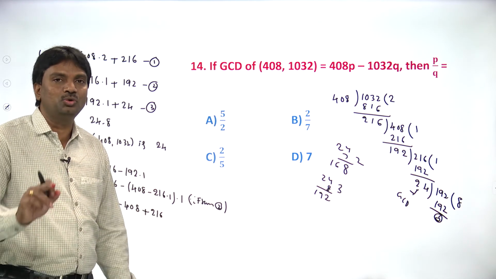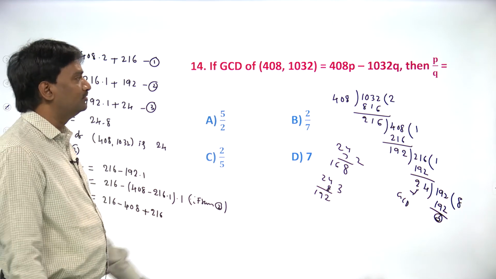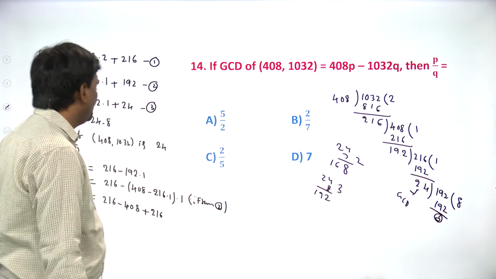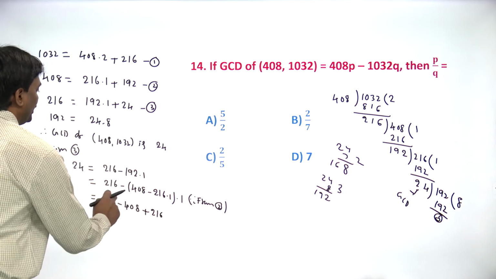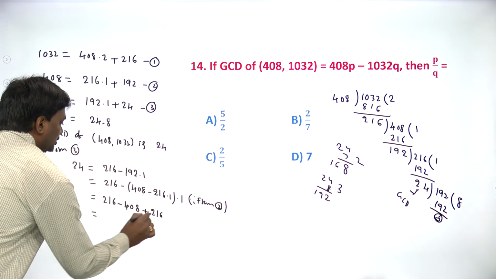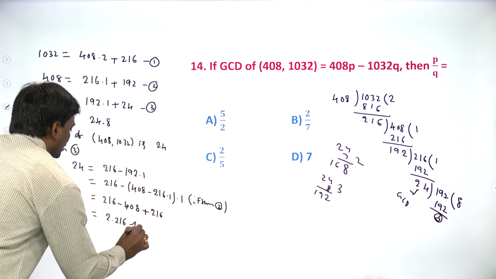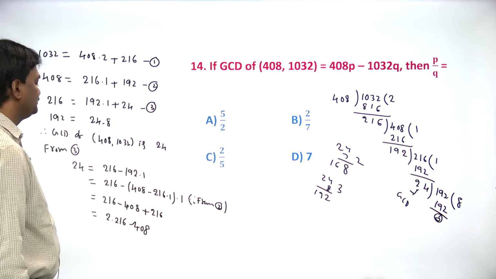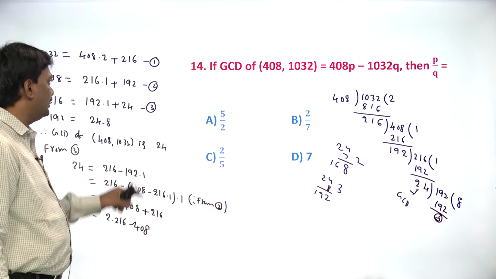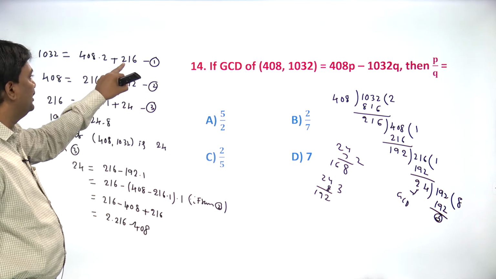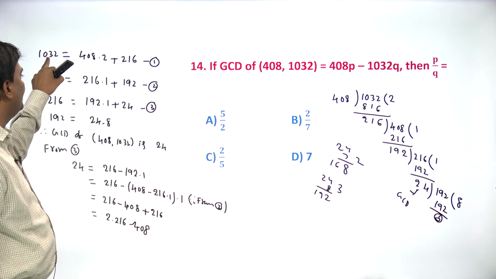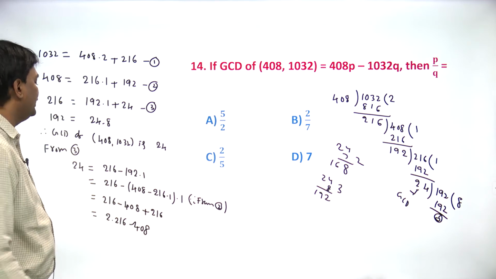By adding those two, you will get 2 into 216. We have to express like this, 2 into 216. So from this we can write 216 plus 216, 2 into 216 minus 408. Now by using equation 1, in place of 216 we can write 1032 minus 408 into 2.